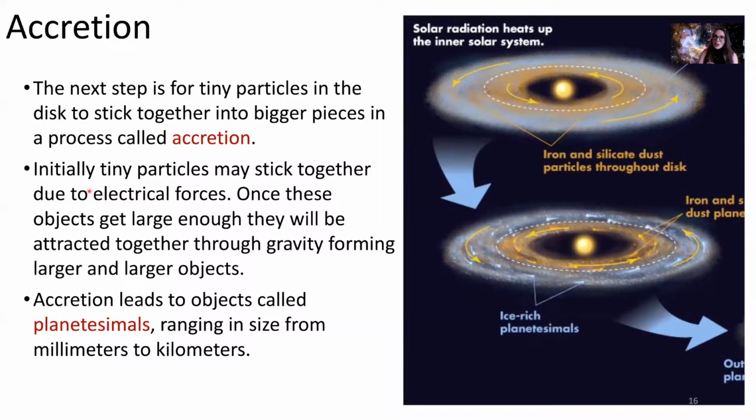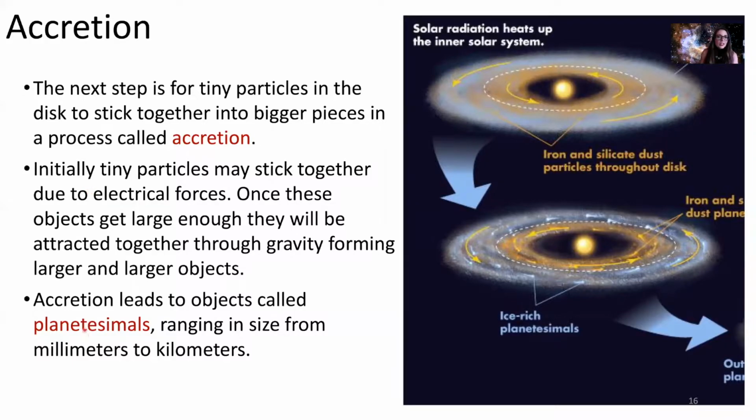Initially, tiny particles in our early protoplanetary disk are going to stick together due to the electrical forces between them. But once these objects get large enough, they will be attracted together through gravitational forces, and they're going to start to form larger and larger and larger objects, okay? And then those larger objects are going to collide into larger objects, and again, it's sort of like a snowballing effect to grow a planet.